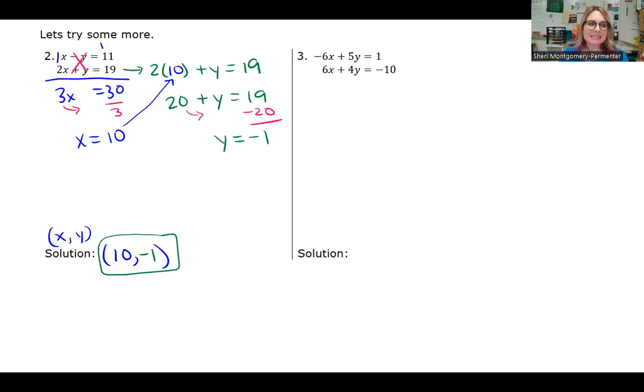The next problem, is it set up so that something's going to cancel? Yep, this time the x's will cancel. Very good. So now we just go through and combine the equations. So 5 and 4 makes 9. What's negative 10 plus 1 or 1 minus 10? Negative 9, all right. So now if we divide by 9, what's negative 9 divided by 9? Negative 1. That's the second part of my solution.